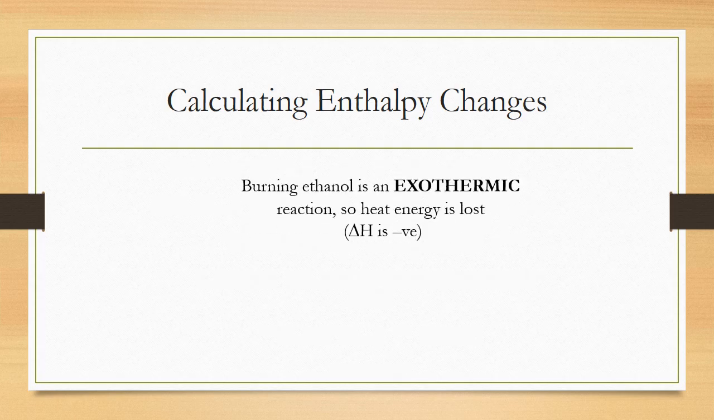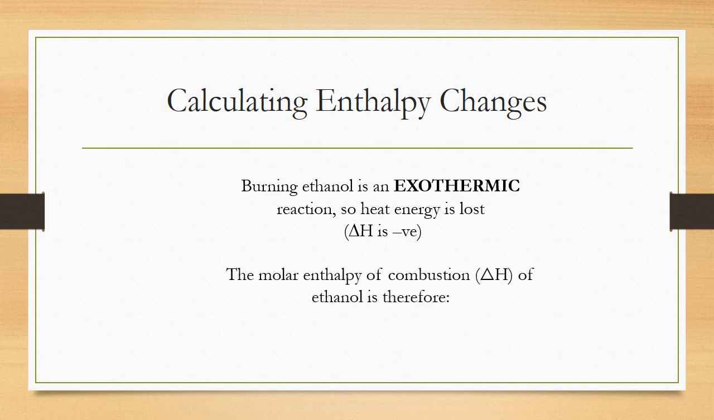Okay. So burning of ethanol is an exothermic reaction, so heat energy is lost, delta H is negative, which is what we've seen. So far, so good. Okay, and the molar enthalpy of combustion, delta H, of ethanol is therefore minus 1369.2 kilojoules per mole. There we go. We've got the answer using the calorimeter. Quite a large number.